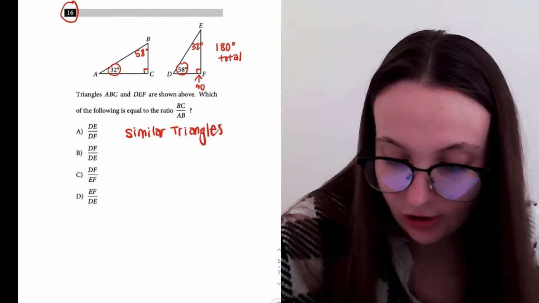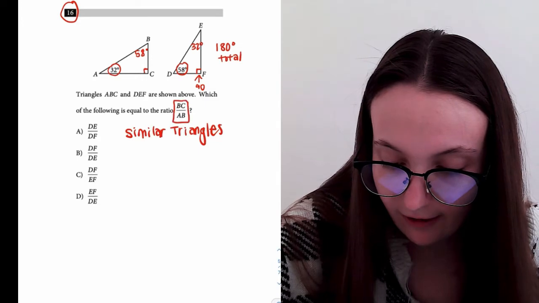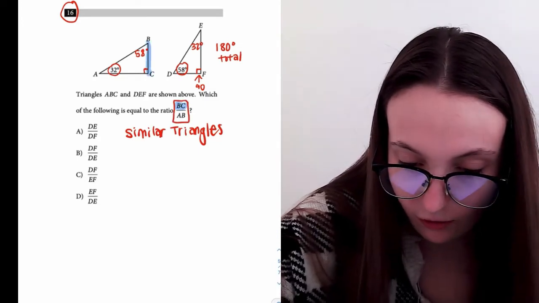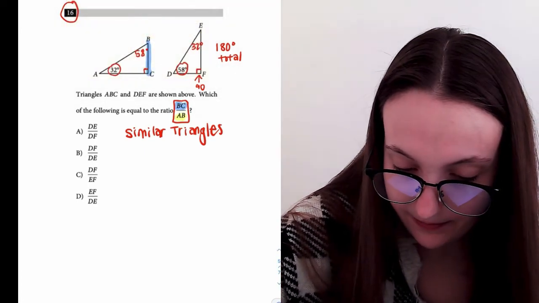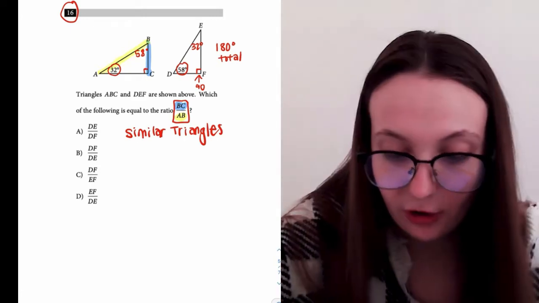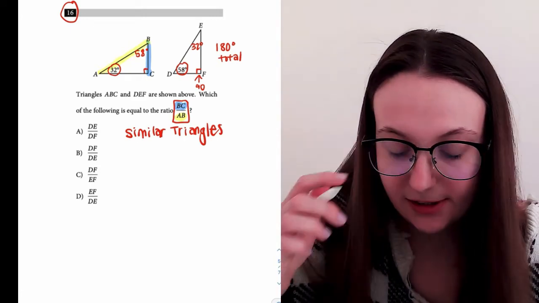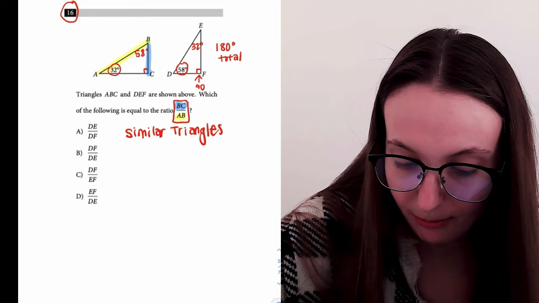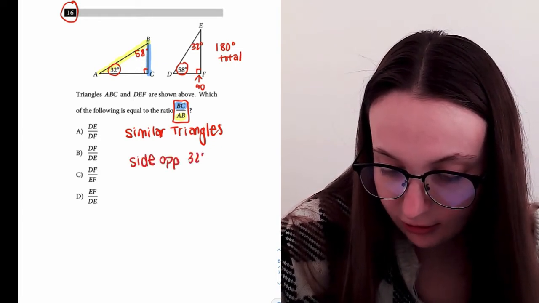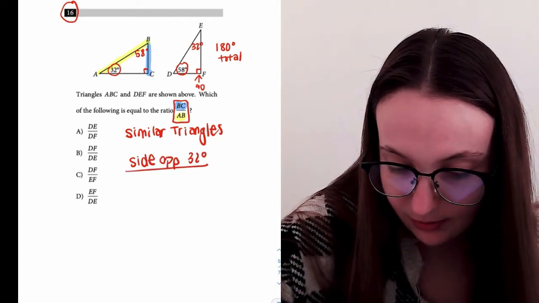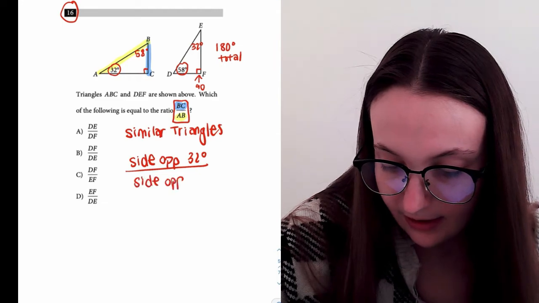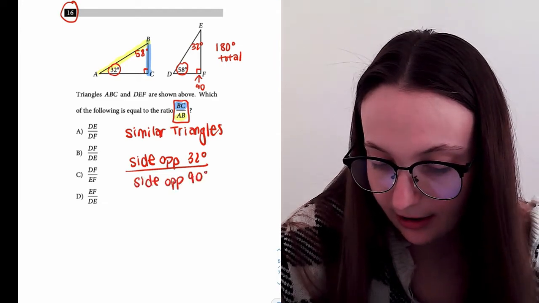So they're asking which of the following is equal to the ratio of BC over AB. So basically we want, remember, that the corresponding sides are also opposite corresponding angles. So on the top we want the side opposite 32 degrees, because that's BC, and then on the bottom we have AB, the side opposite the 90 degrees, aka the hypotenuse.